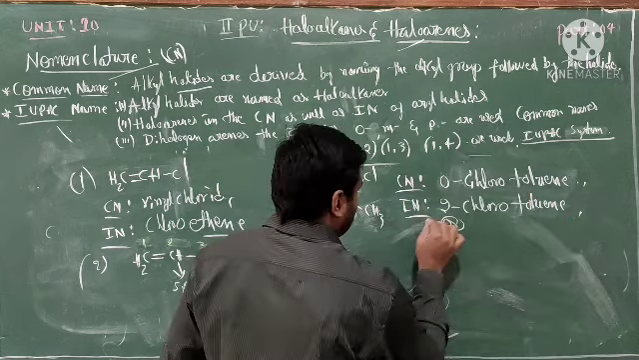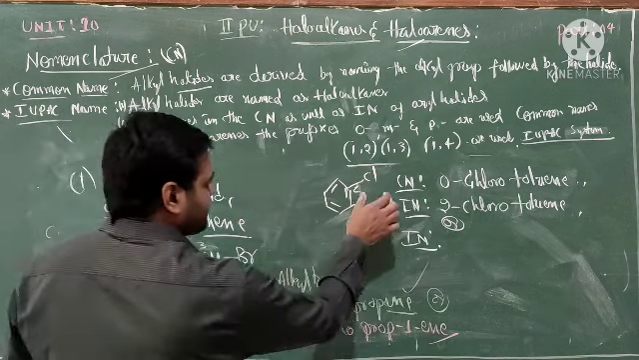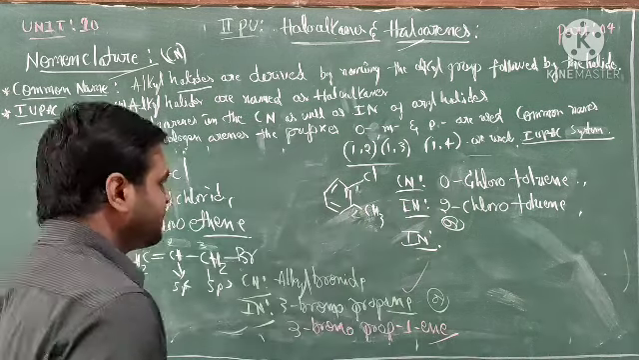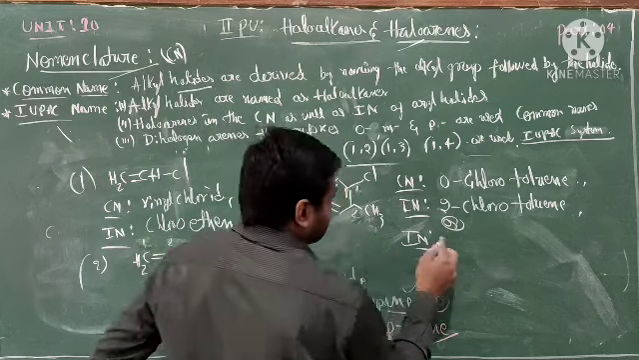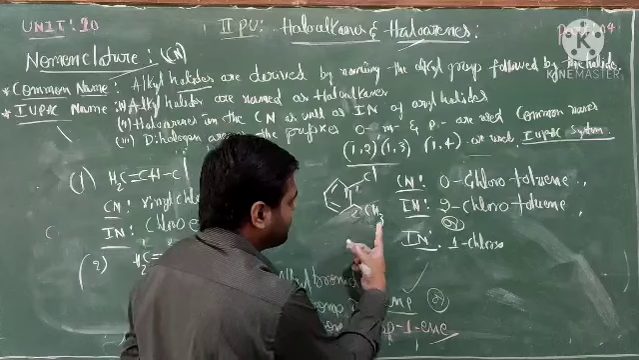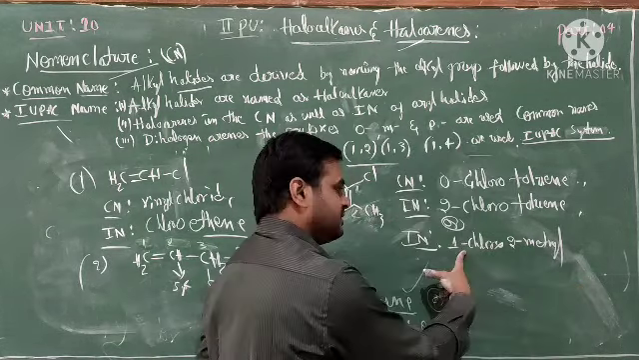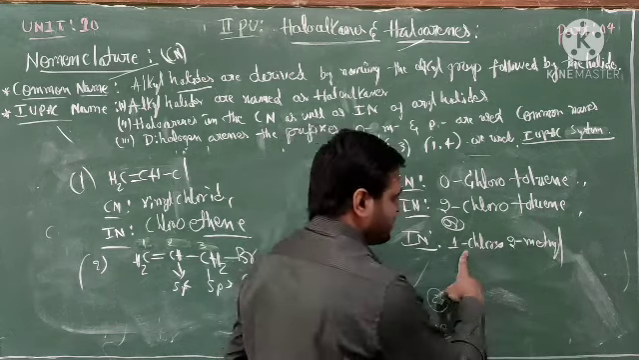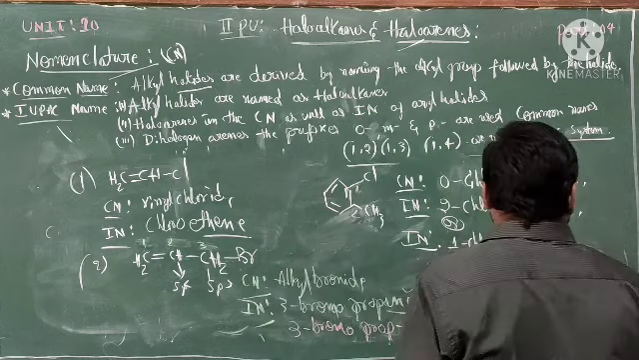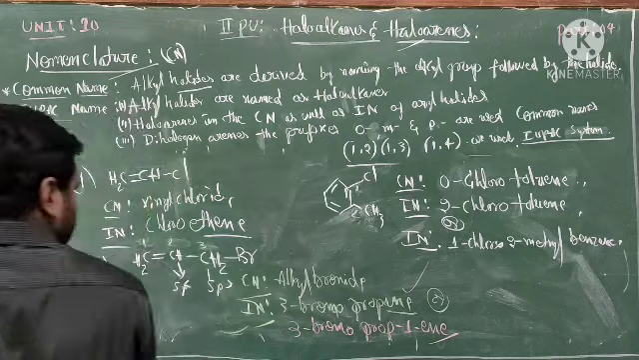Okay, another way of writing the IUPAC name of this one: just consider 1, 2. This is carbon 1 and this is carbon 2. So what do you write? 1-chloro, 2-methyl. Alphabetical order: C comes first, then M. So 1-chloro-2-methylbenzene. Clear? So next one.